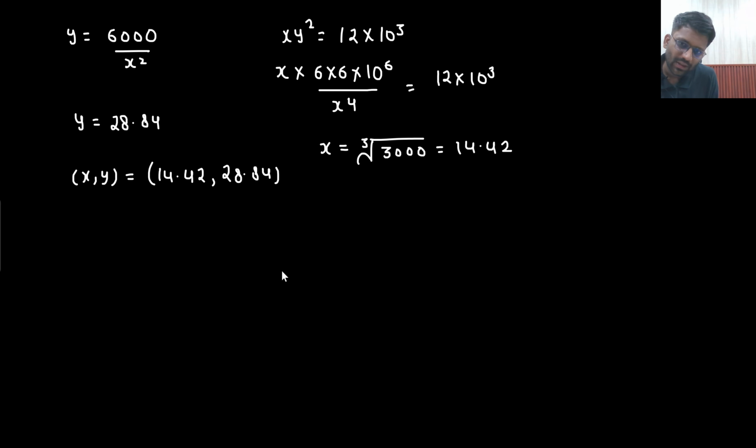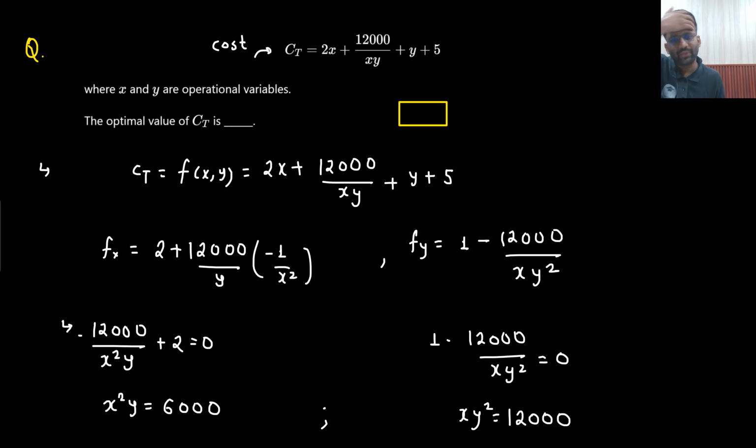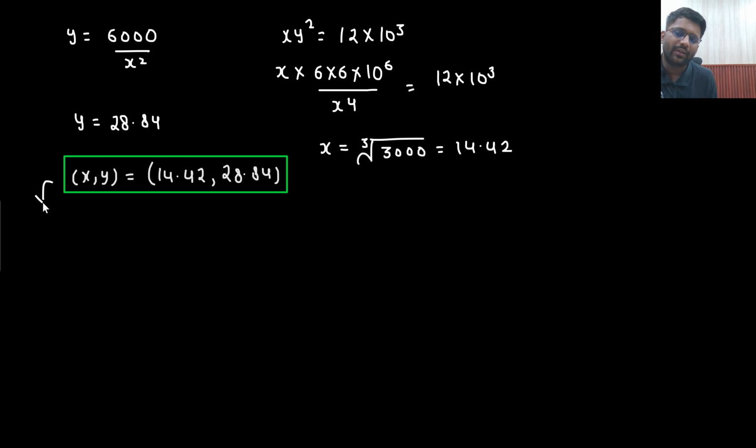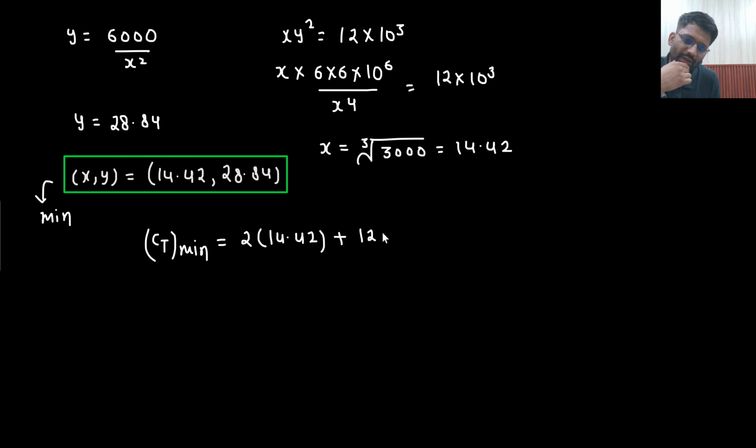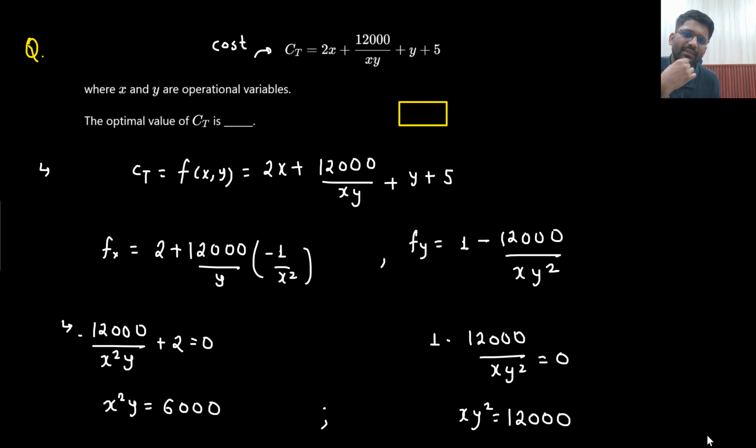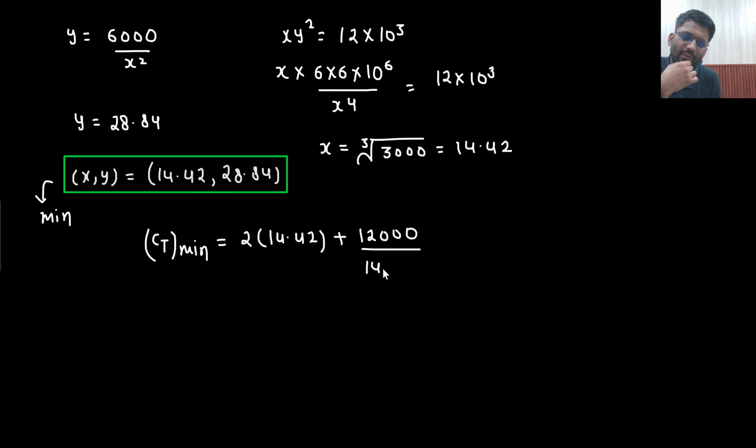Now sir, whether this is the point of minima or maxima, sir, that I don't know as of now. But you will have to believe it, and in the examination you will have to believe that this will be the point of minima only. And you need to find out the minimum value of CT. So what you will do? Simply put 2 into 14.42 plus 12,000 divided by x into y, which is 14.42 into 28.84. Very crude calculation, but yeah, it is what it is.